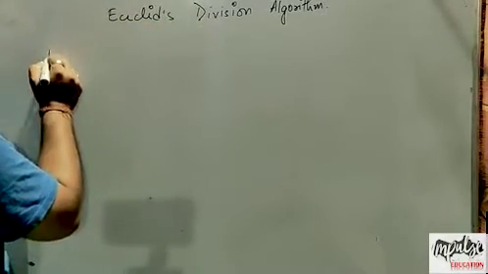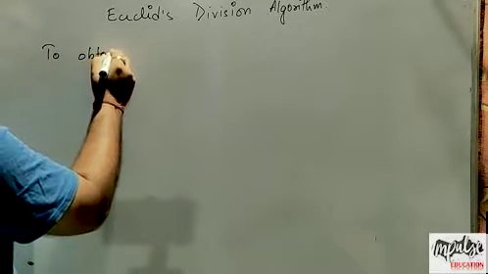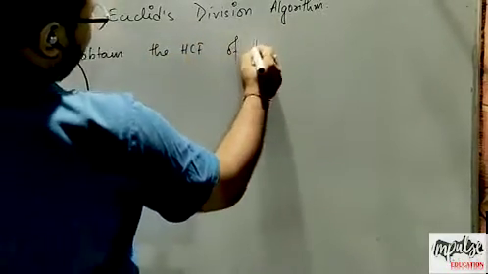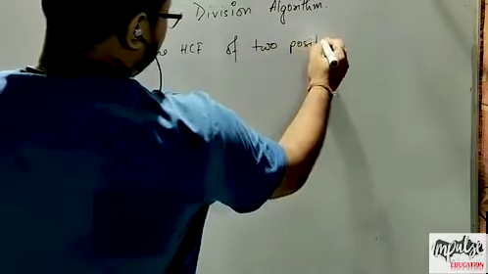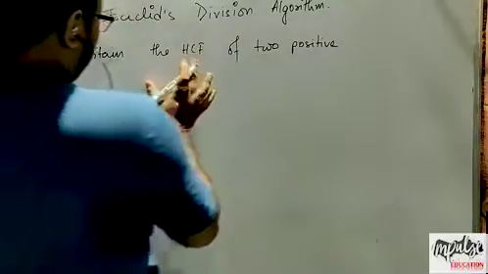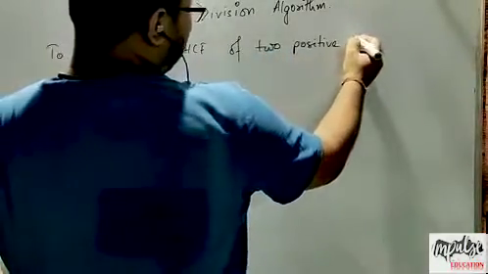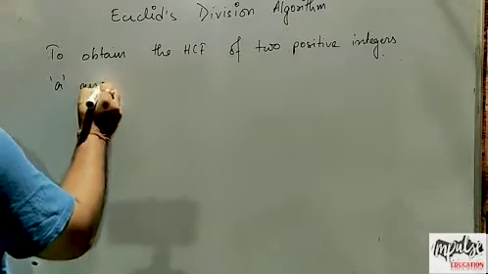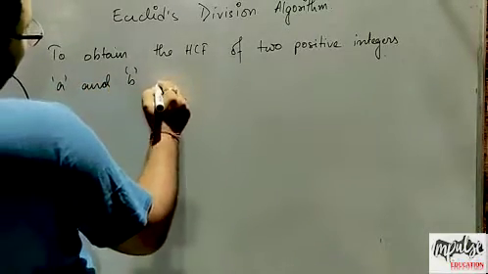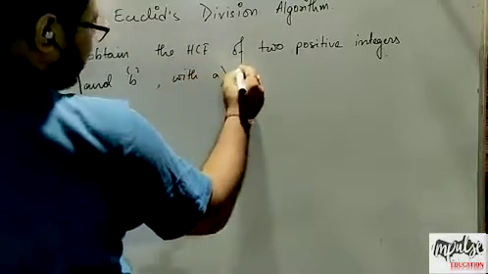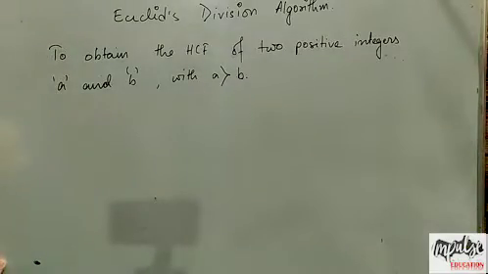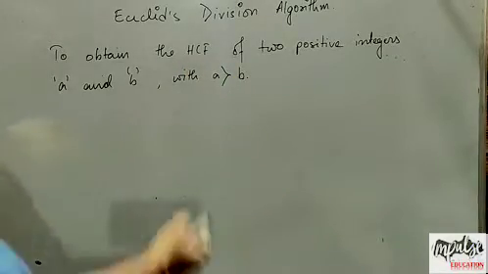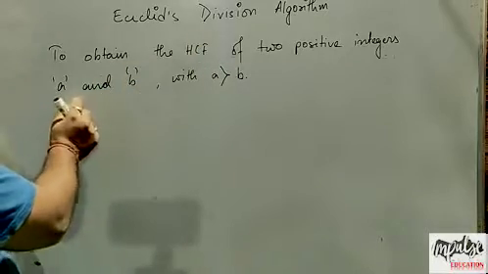This Euclid's division algorithm is used to obtain the HCF of two positive integers, say A and B, where A must be greater than B. Okay, so now we'll be discussing the steps that are involved in finding out the highest common factor of two given positive integers A and B.